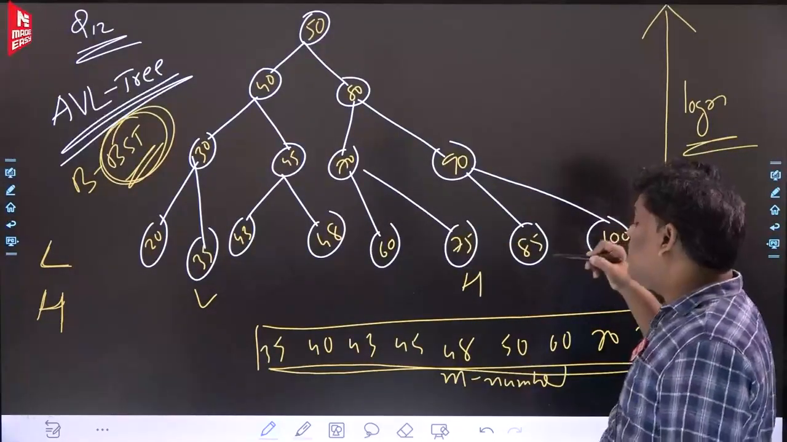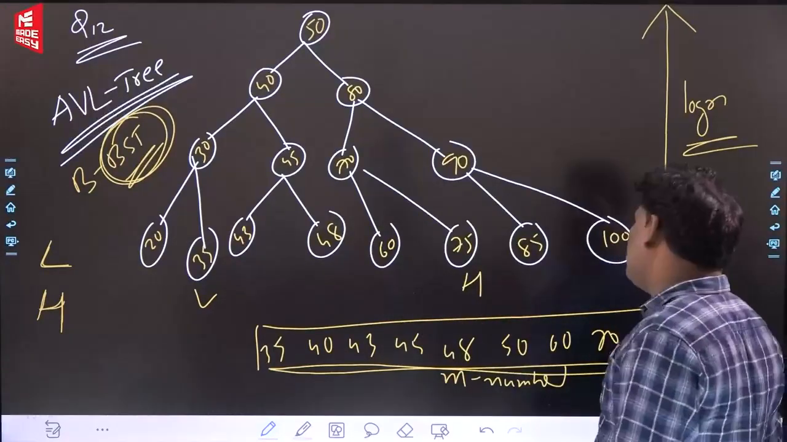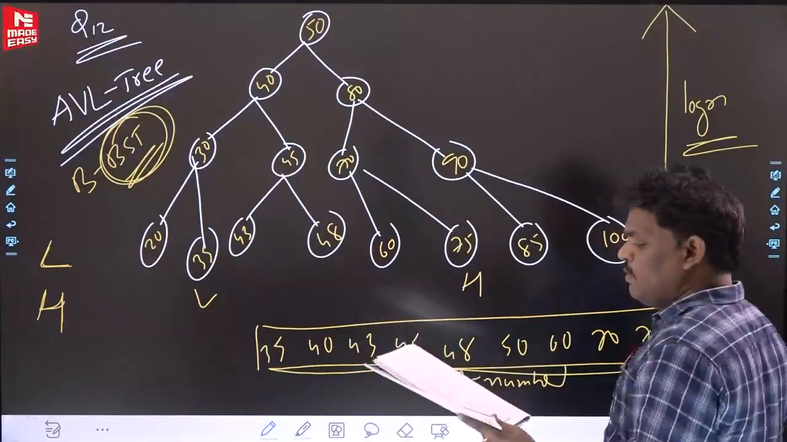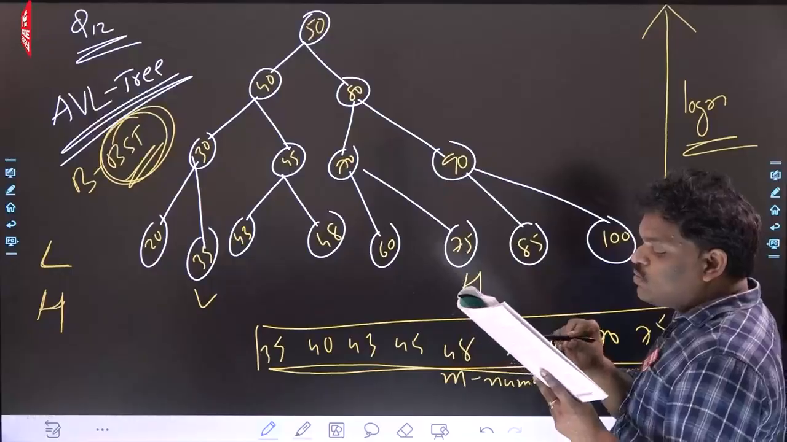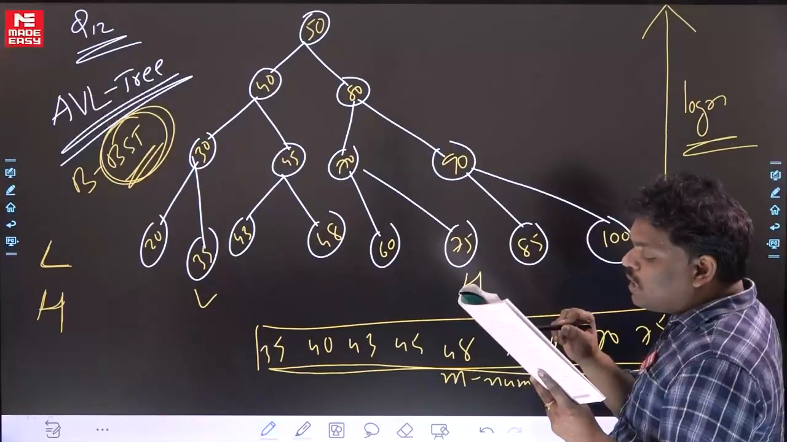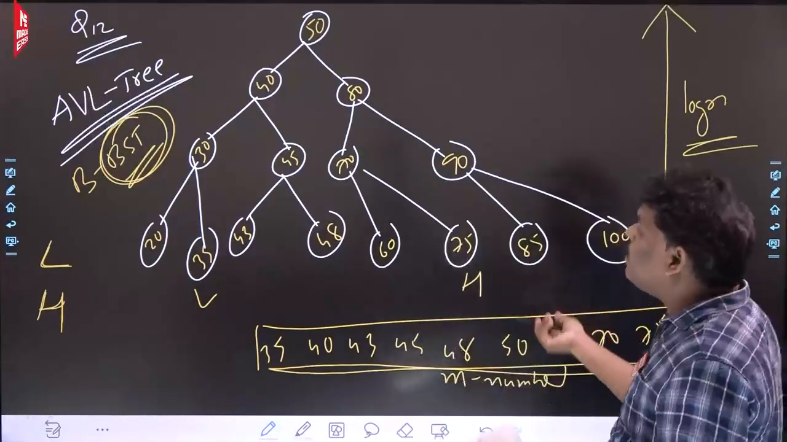What is his goal? From L to H, whatever elements are there, you have to add all of them. Now one more thing: the tightest upper bound on the time complexity is what is asked.